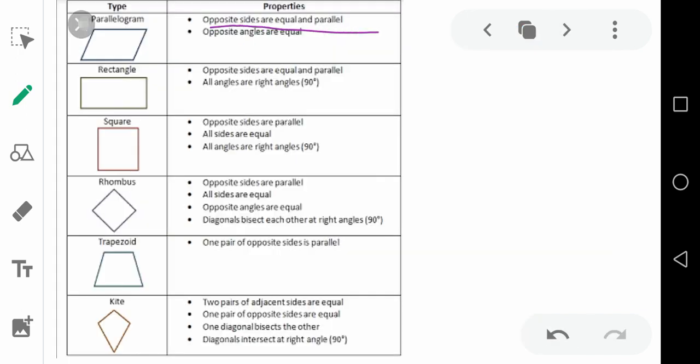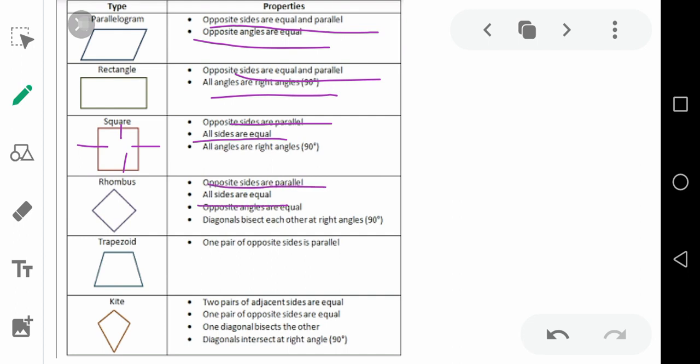Opposite sides are equal and parallel. Opposite angles are equal. That is a parallelogram. Rectangle: opposite sides are equal and parallel, all angles are right angles. Square: opposite sides are parallel, all sides are equal, and all angles are 90 degrees. Rhombus: opposite sides are parallel, all sides are equal, opposite angles are equal, diagonals bisect each other at 90 degrees.